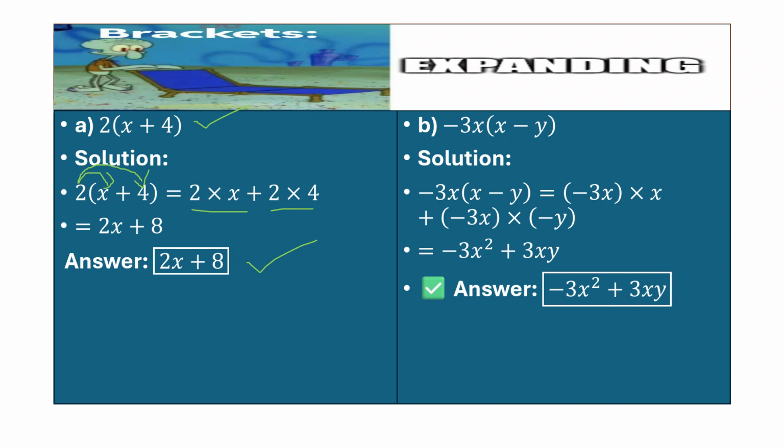Let's understand question number 2. Minus 3x bracket x minus y. Now minus 3x will be multiplied. What is the rule? The number which is outside the bracket will be multiplied with the number which is inside. So minus 3x into x. So there are 2 x's here, x into x. This becomes minus 3x squared. Then minus 3x is multiplied with minus y. So we get minus into minus. And I'm sure students you're aware of the rule you need to follow, minus into minus will give you plus. So minus 3x squared and 3 into xy will give you plus 3xy, and that's your answer.